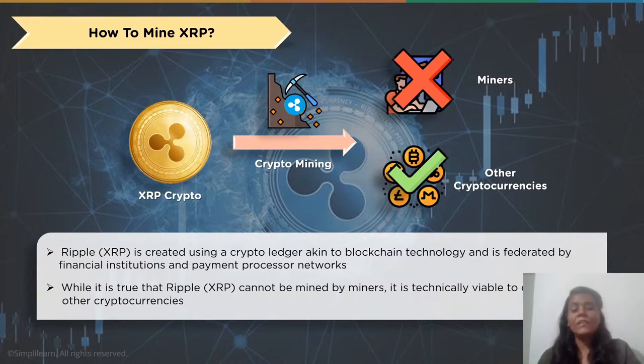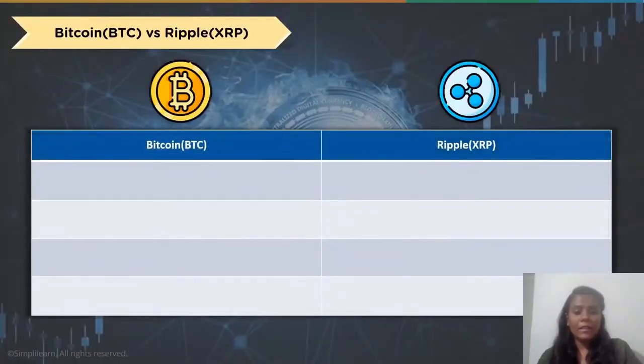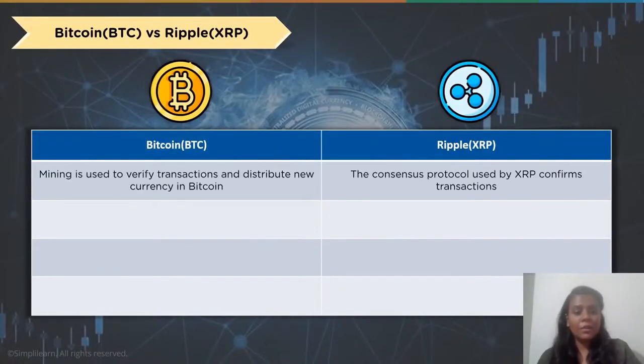So as we have discussed all the basics of Ripple, let's dive deeper and have a look at how it differs from Bitcoin. To verify transactions and distribute new currencies, Bitcoin employs mining. Participants set up mining devices to solve complex mathematical equations, with the first person to solve the equation winning the right to add a block of transactions to Bitcoin's network. Then participants receive Bitcoin rewards for each block they add in exchange for Bitcoin mining.